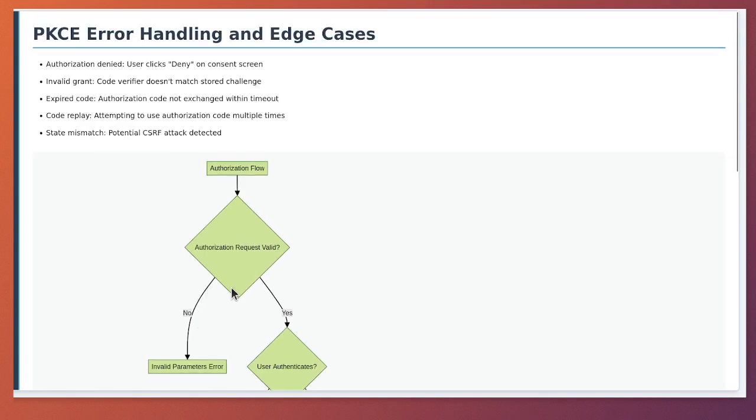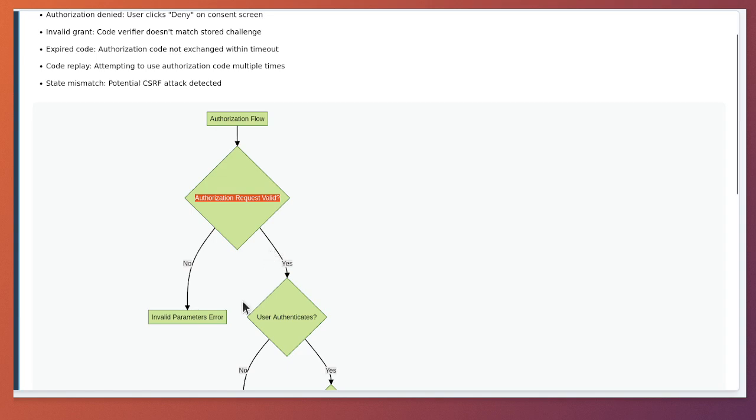The first category of errors occurs during the authorization request phase. The user might deny the authorization request by clicking a deny or cancel button on the consent screen. In this case, the authorization server redirects back to your application with an error parameter set to access denied and an error description explaining that the user denied the request.